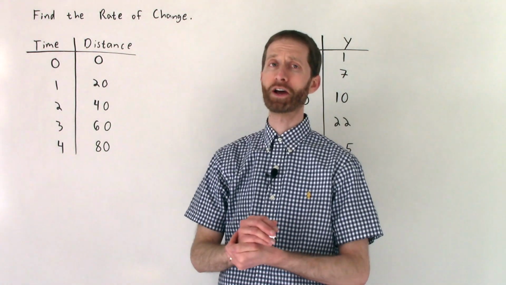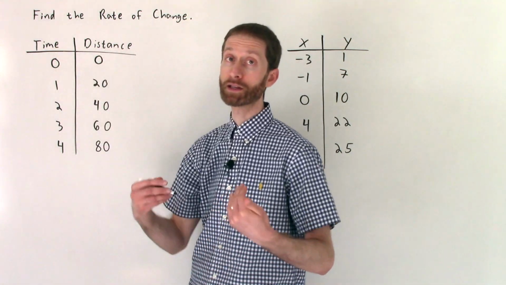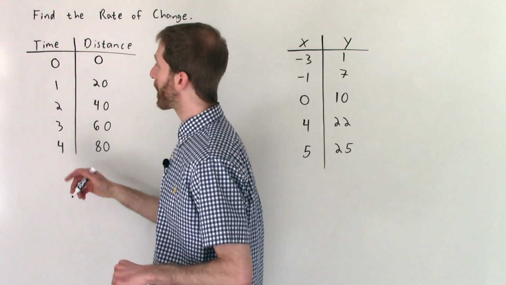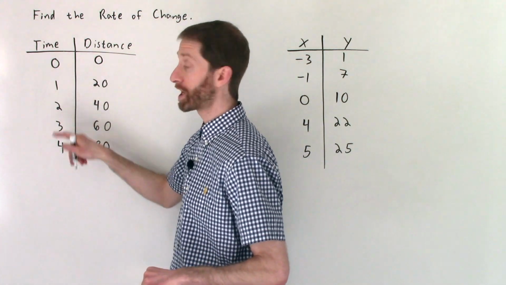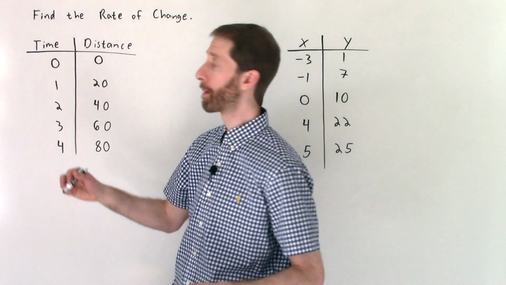What differences are we talking about? Well, we're going to look at the comparison of two different quantities, in this case, time and distance. So here, let's say that we want to look at how time is changing. That would be the change part. How much do we change from 0 to 1? We go up by 1.